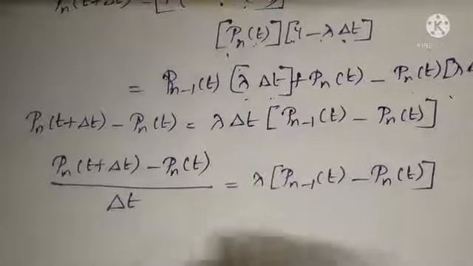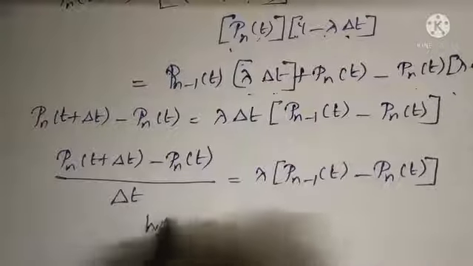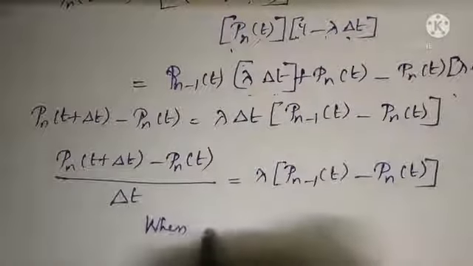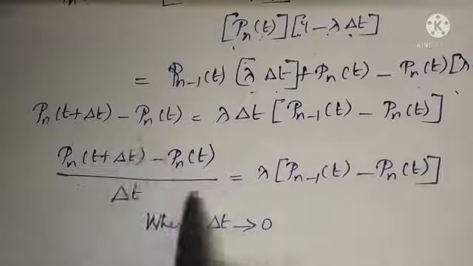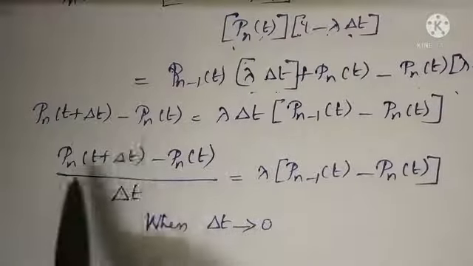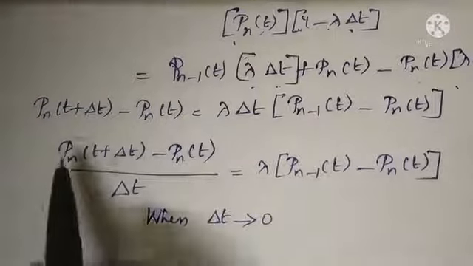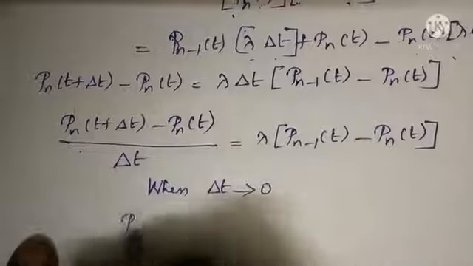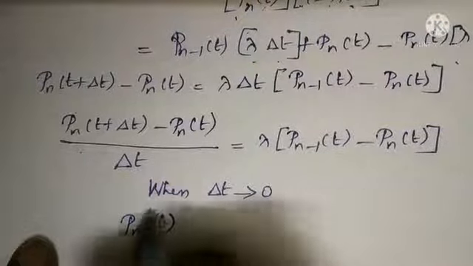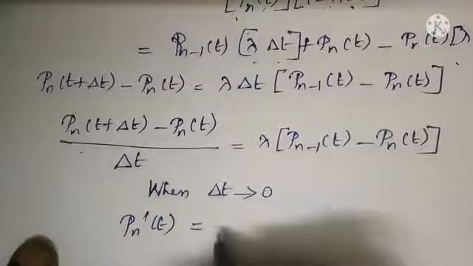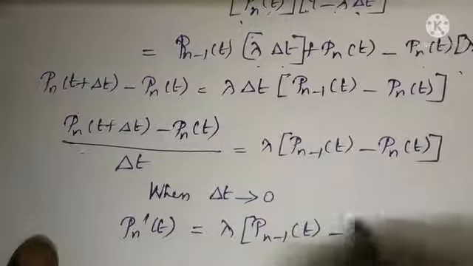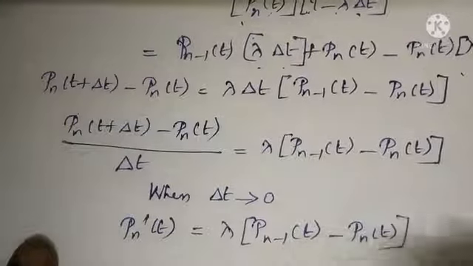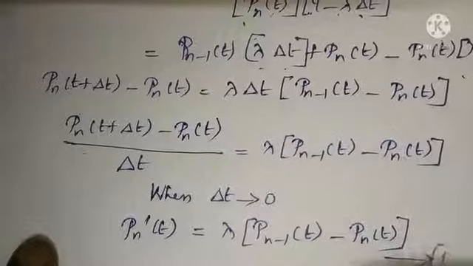Now listen here, when delta t tends to 0, by the definition of differentiation, this becomes Pn dash of t, which is lambda into Pn minus 1 of t minus Pn of t, which is our first equation.